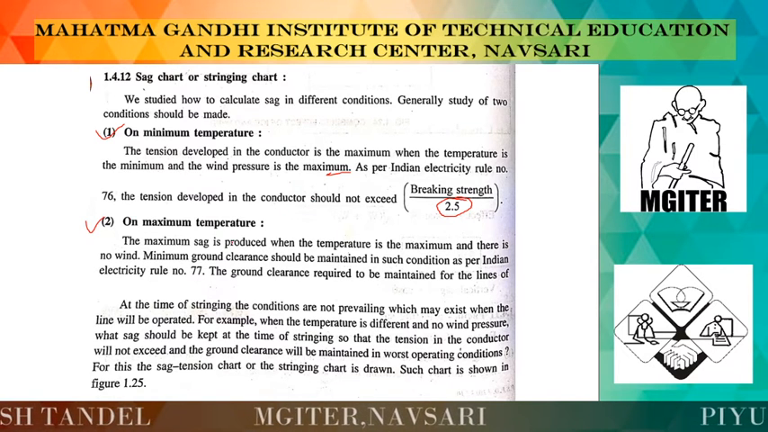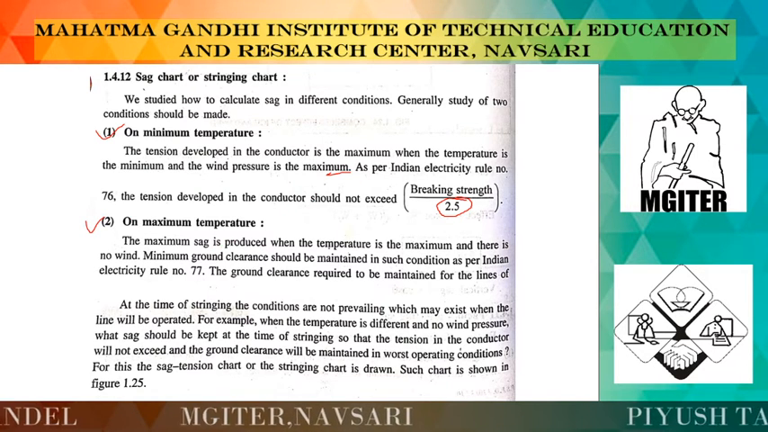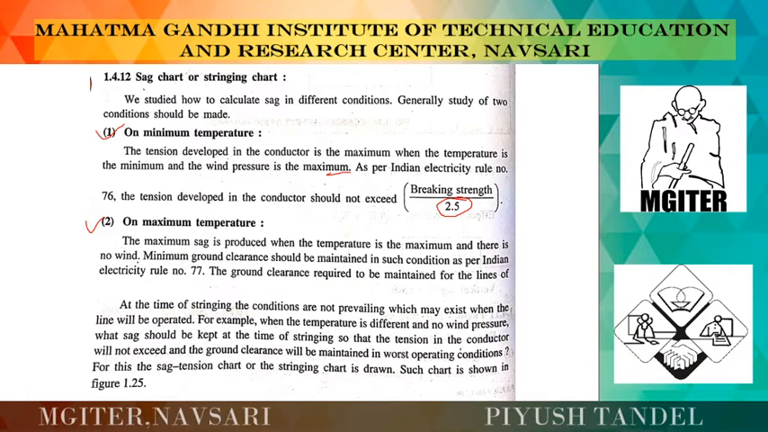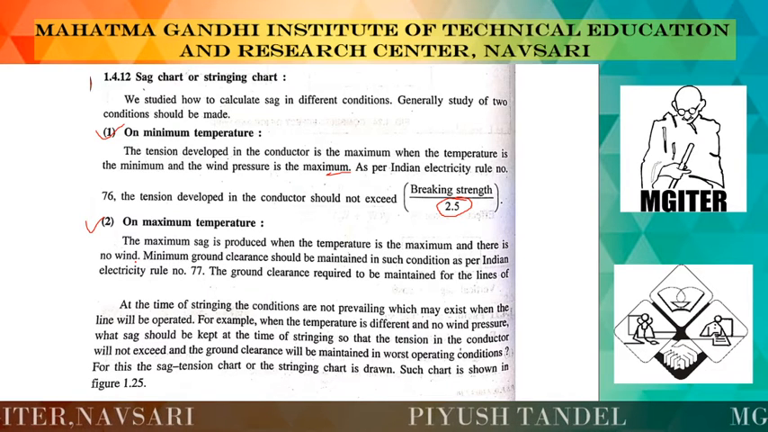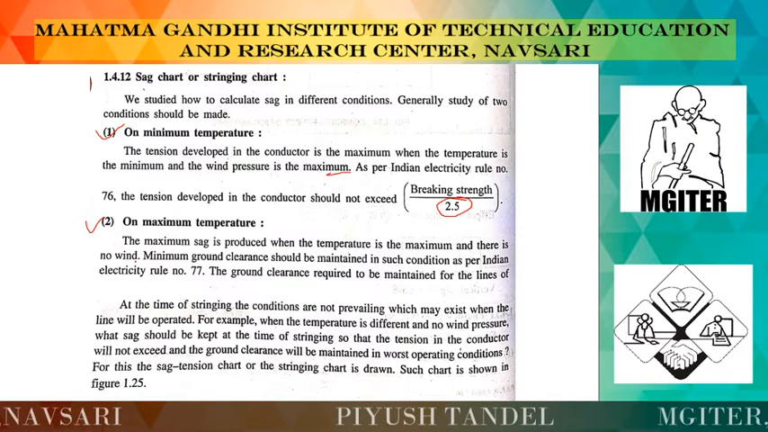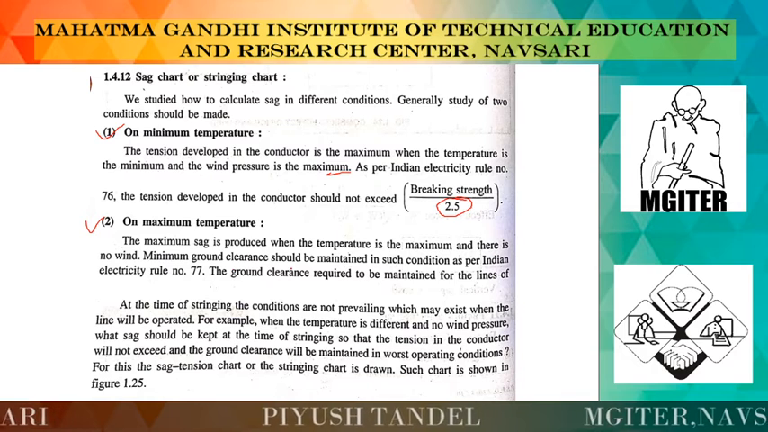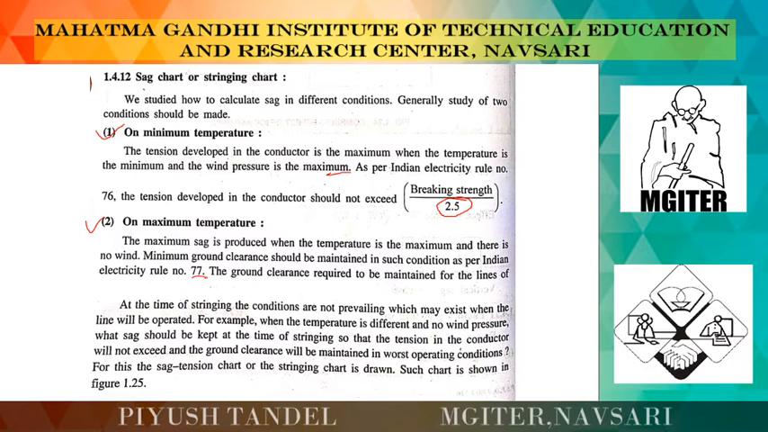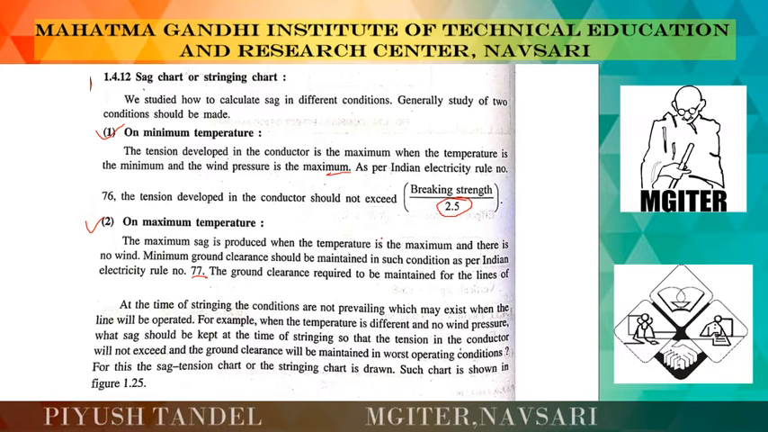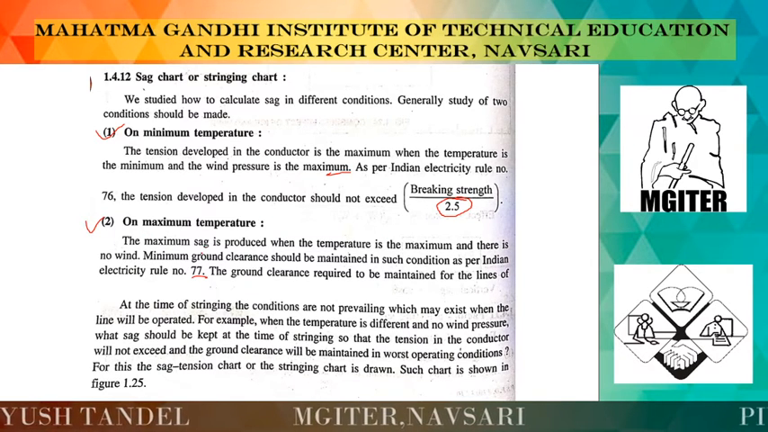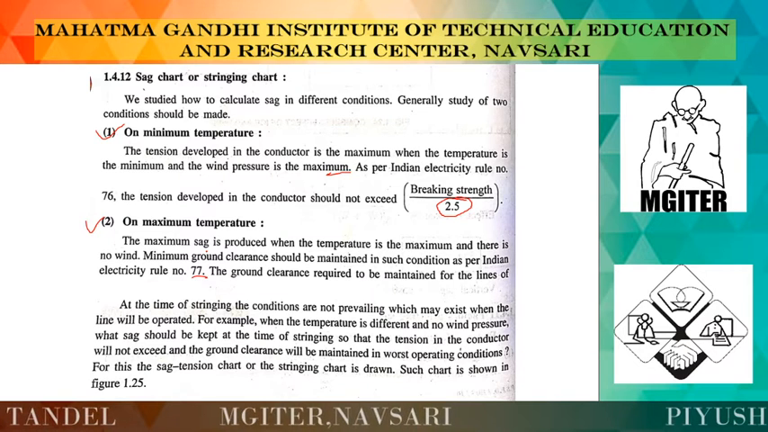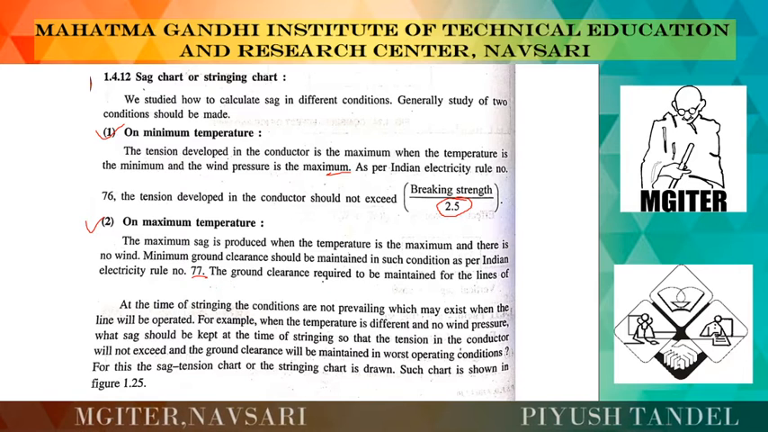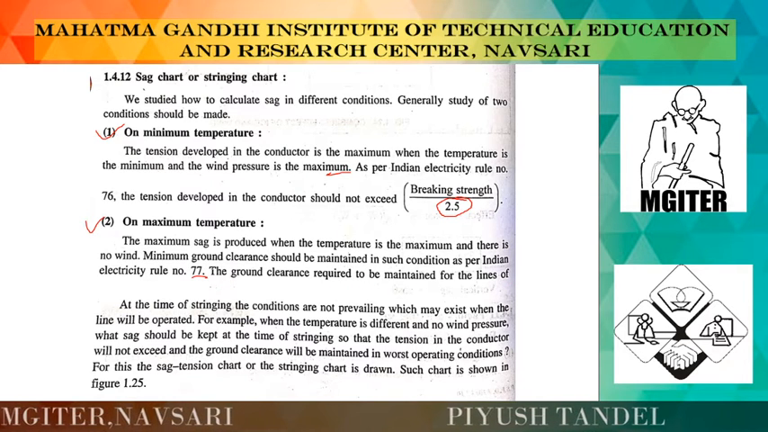Now talking about the maximum temperature, the maximum sag is produced when the temperature is maximum and there is no wind. At that time the sag is going to increase. The minimum ground clearance should be maintained in such a condition as per Indian Electricity Rule 77. So if the temperature increases, the sag also increases, and if the sag increases, then the minimum ground clearance decreases. So we need to maintain that ground clearance required for the lines.